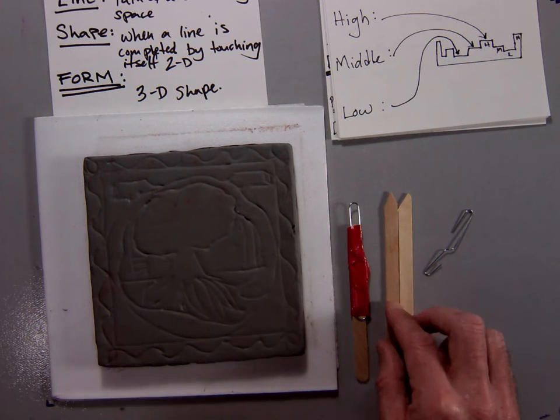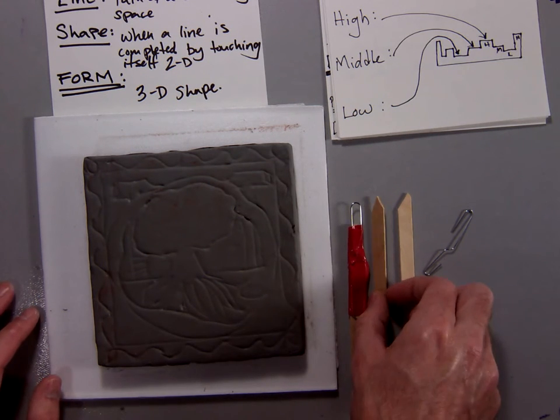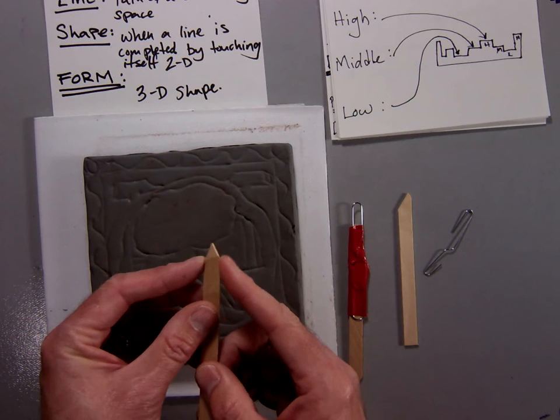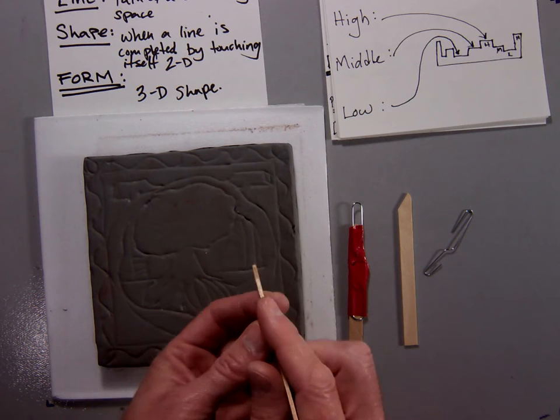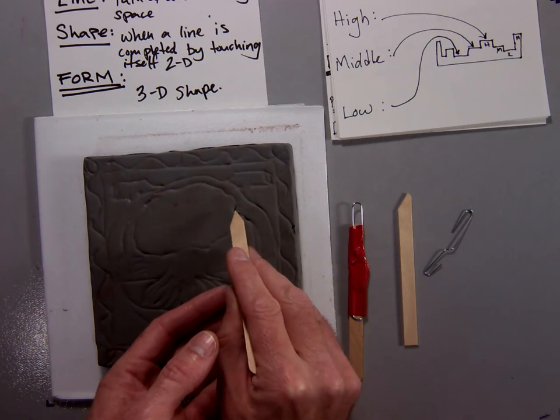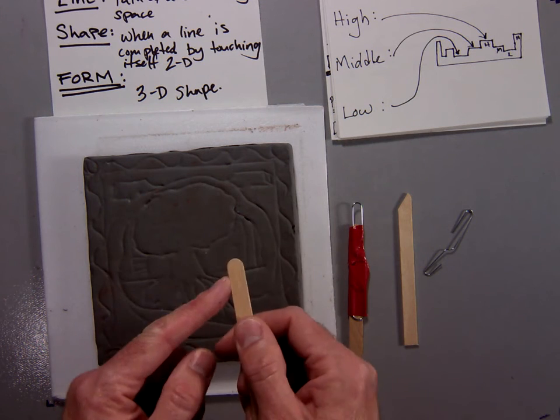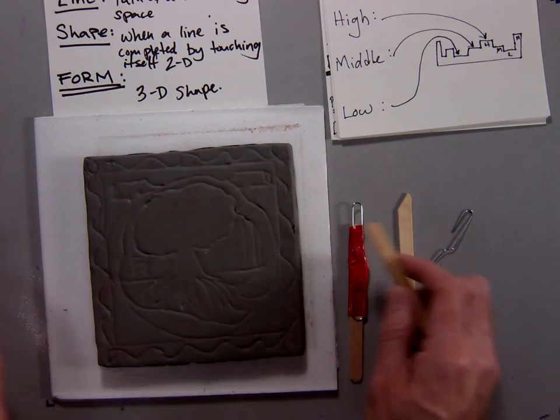Then, and as you can tell, I love popsicle sticks. This one is a pointy popsicle stick that I've carved to a point so that you can get a point into little areas that you need to, or it's got the rounded area to smooth rounded pieces out.